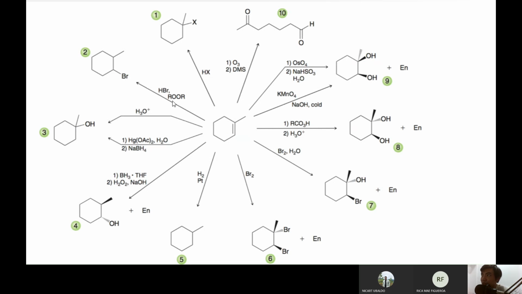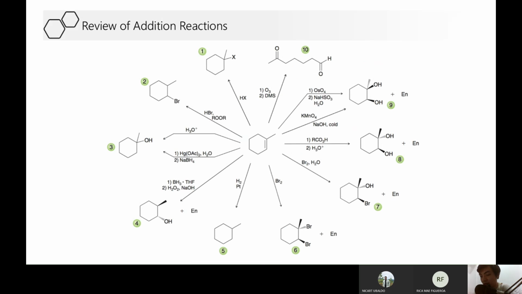So this one is the acid halide. That's the first lesson we had. This one is when there is peroxide. Remember, with peroxide it becomes anti-Markovnikov. So that's the summary of our reactions.